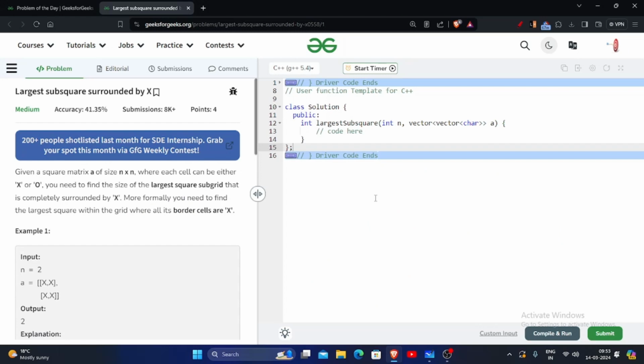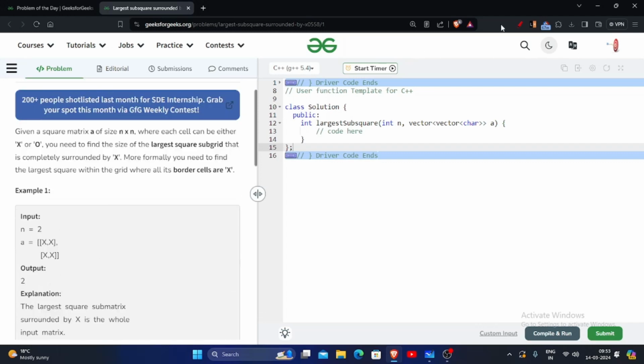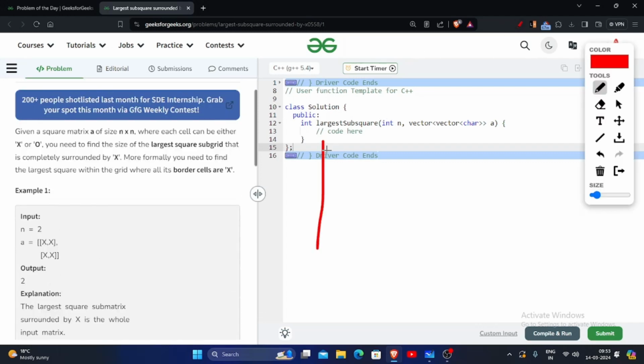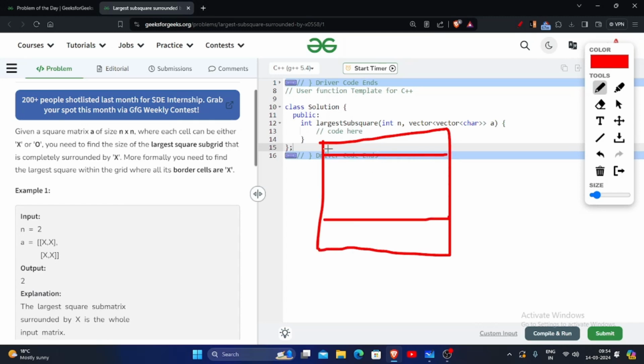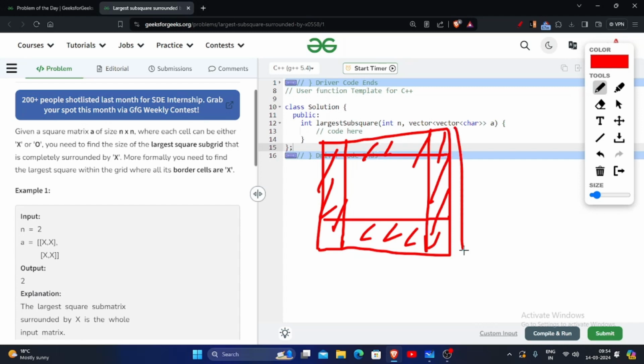So I hope that you have already read the problem by yourself and you have tried by yourself. So we want to achieve something like this. What is the maximum subgrid possible such that all borders are X? Okay, these all are X. These all are X. And since we are looking for a square subgrid, all four sides should be equal. This is the condition we are given with, and we need to find the maximum square subgrid we can get.